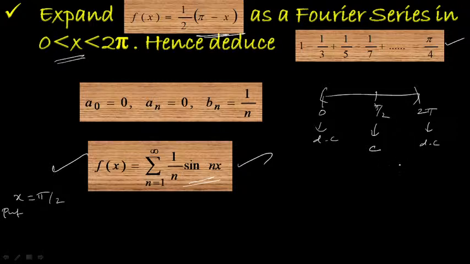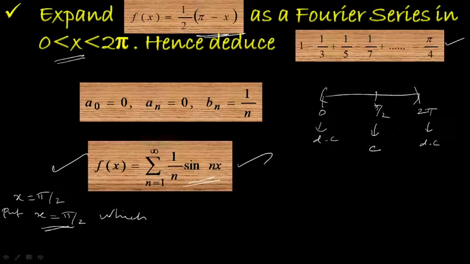So the link is given in the description. So this is a continuous point. If it is a continuous point, then what do we have to do? We just directly substitute the value to get the function value at that point. Okay, this is the procedure we are going to follow. So put x equal to pi by 2, which is a continuous point.